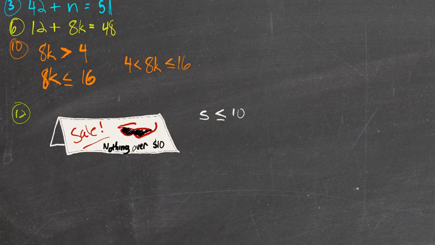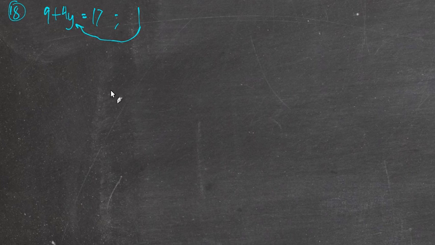So we'll go to number 18, and in number 18 we start to look at what a solution to an equation is. Okay, and a solution is a very simple thing. So 9 plus 4y is equal to 17, and they're asking us to decide whether or not 1 is a solution to this equation. That just means we're going to plug 1 in, and just think about it. If 1 were a solution to this equation, what do you think would happen?